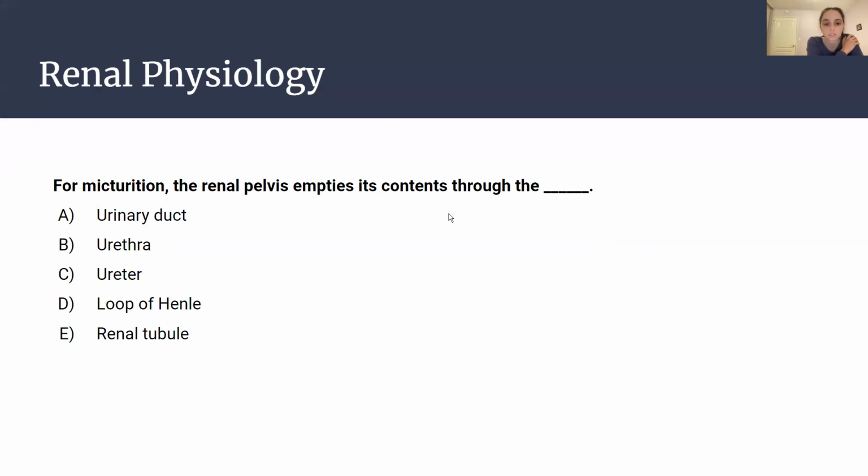A little practice question. For micturition, where does the renal pelvis empty its contents? Let me give you about 30 to 40 seconds for this.